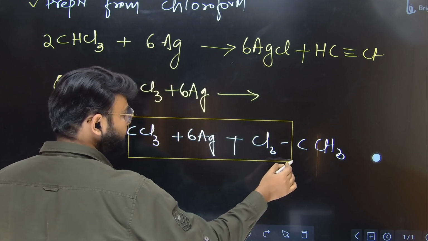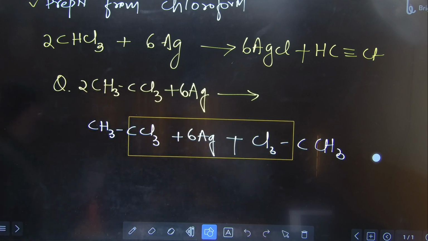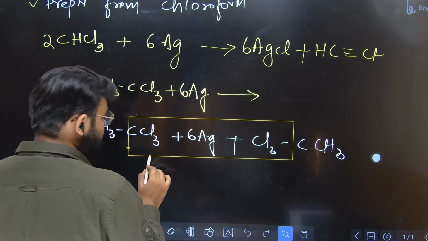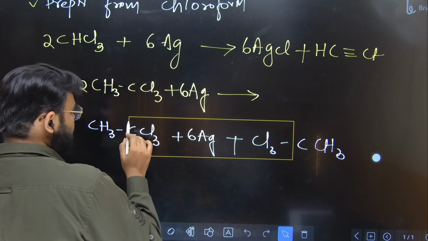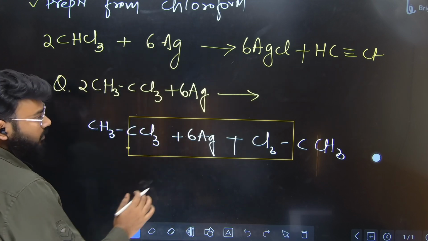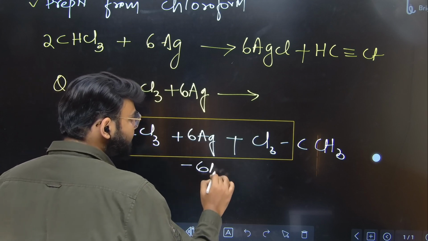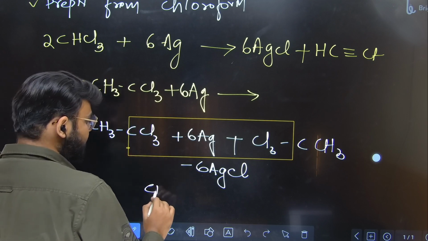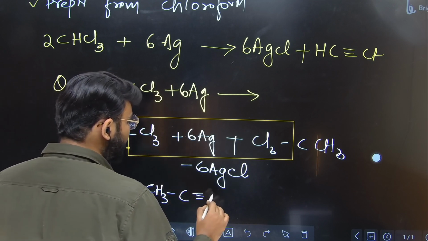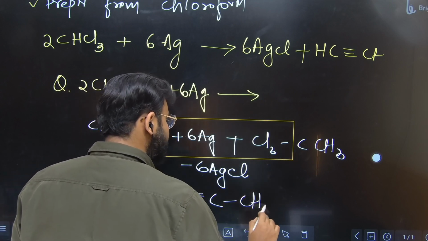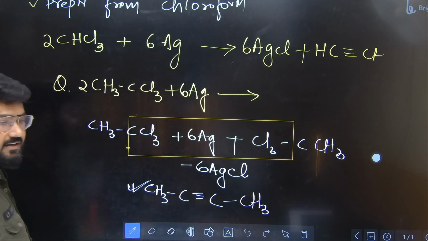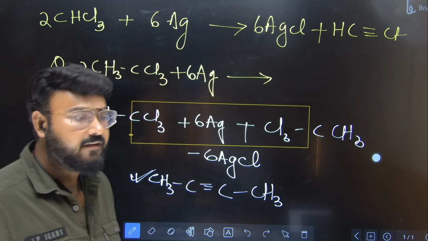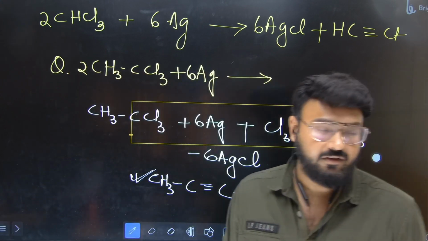Guys, see this. So you will remove this, right? Is everyone clear? Okay. So what will happen? Minus 6 AgCl, right? So what is left? CH3, C triple bond C, CH3. That is our answer. Okay, Ritvik, do you get it? Okay, everyone else? Guys, got it now?